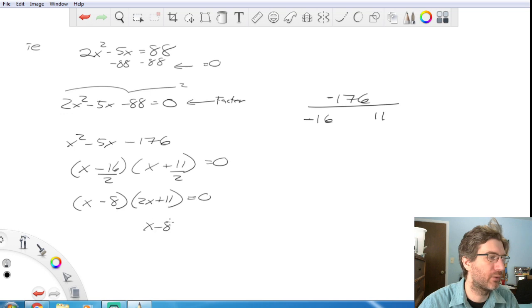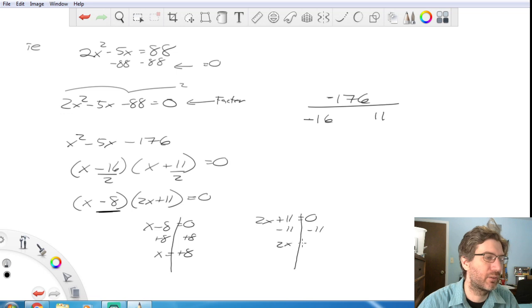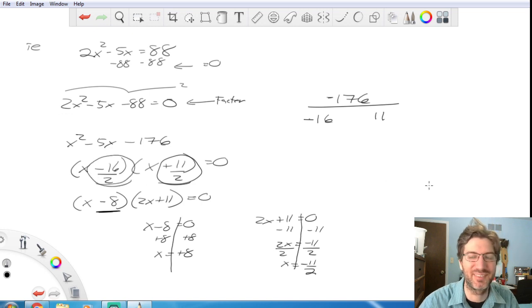So we've got x minus 8 equals 0, and you've got 2x plus 11 equals 0, so x equals plus 8, which you will note is the opposite of this. And over here, you are getting minus 11, and you get 2x equals negative 11. Divide by 2, divide by 2, you get x equals negative 11 halves, which you will note is the opposite of this. So they're really just the opposite of those numbers. And again, if you want to put it as a mixed number, that's fine. Just be careful on typing it.